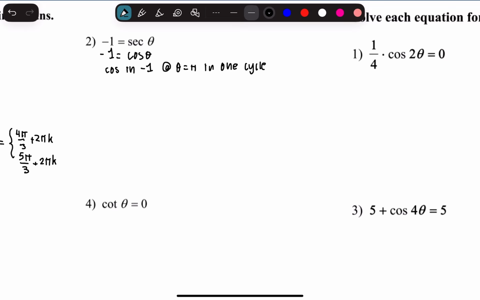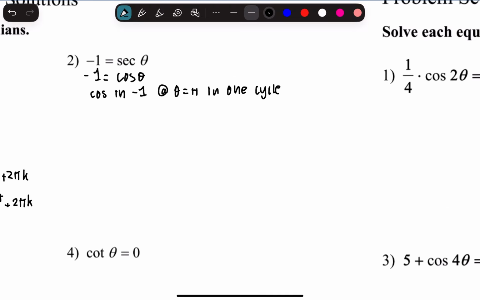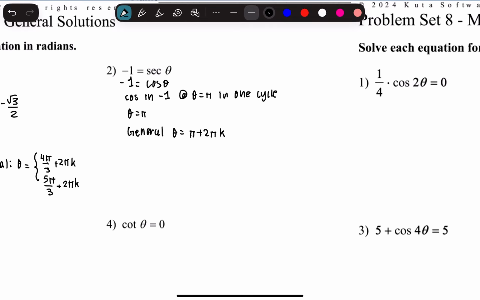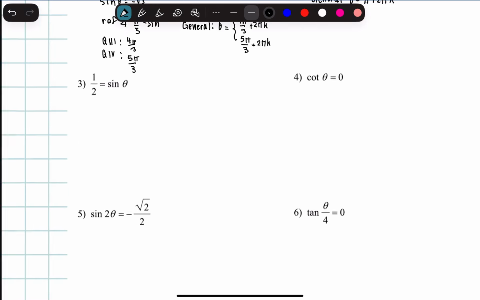Wait, let me just double check something. Okay, yeah, so that is right. So theta is equal to pi, so that means that the general equation is just going to be this, and the period for secant is just going to be 2 pi. So that's what you're going to add for your general equation. So now let's move on to question 3.